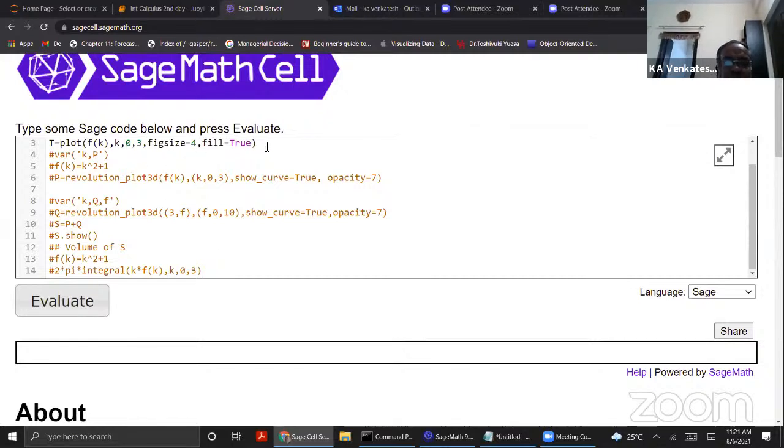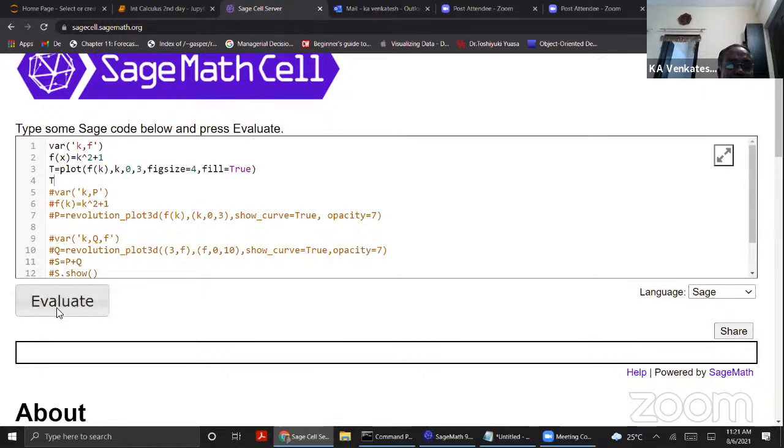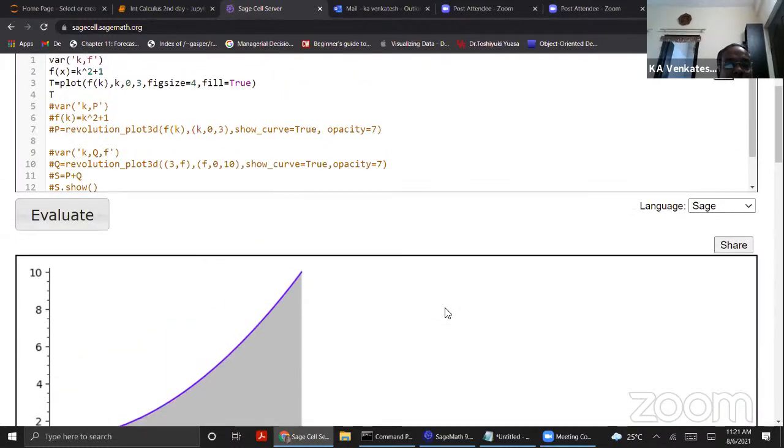Okay, it is getting evaluated. It is not displaying because I've stored it in a variable, therefore it is not visible. Now it will be visible. So this is the graph we have seen there also.